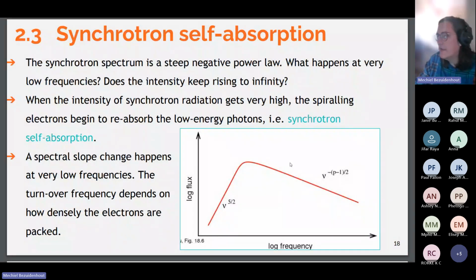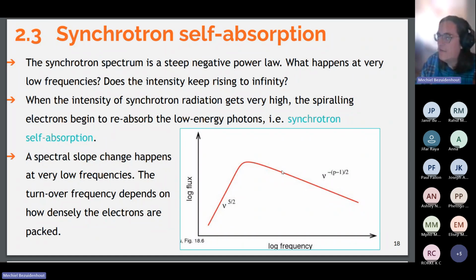Again, this is an effect that depends on the optical depth of the electron population. At high frequencies, the photons find it easy to escape from the electrons, so the optical depth is thin. So you have this power law with (p minus 1) over 2 index. And then at lower frequencies, it's easier for that synchrotron radiation to be reabsorbed. We get absorption by the electrons, and there's a turnover in the spectrum, and it starts to take on a power law index of 5 over 2.